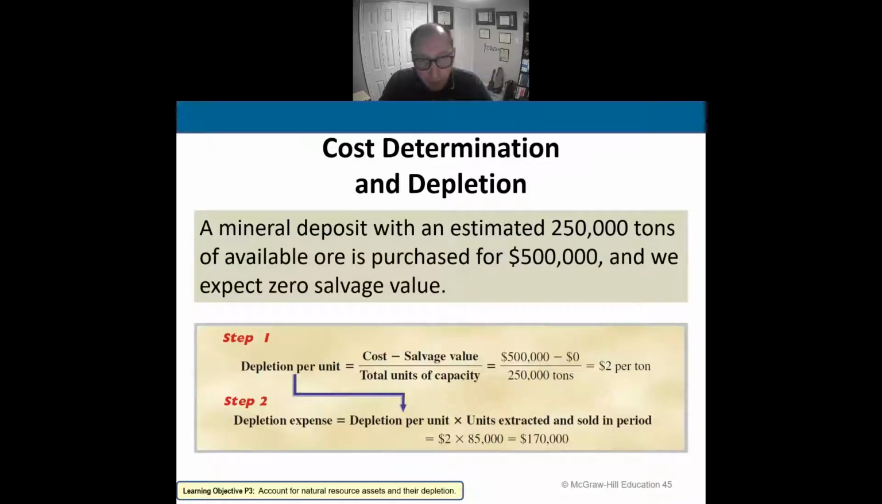So to do that, we take the cost of the mine, or whatever it is, minus salvage value, divided by the tons of capacity or units of capacity. We find depletion per unit, and then we take depletion per unit times the amount that we've extracted to get our depletion expense. It's very, very similar to straight line.